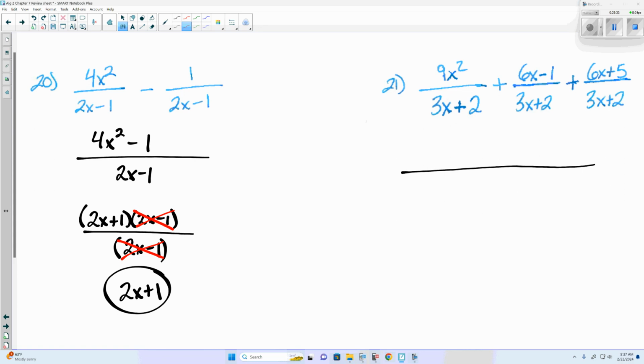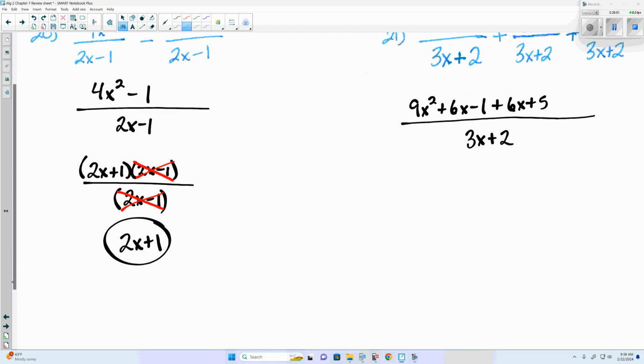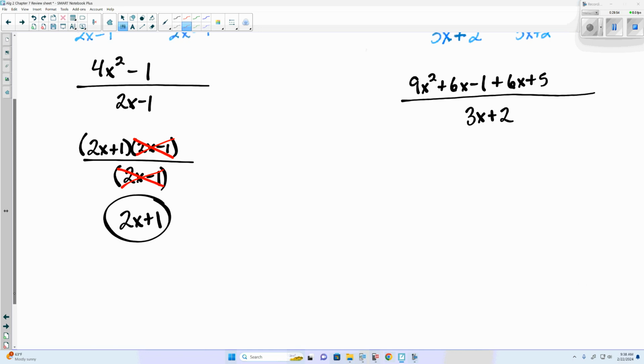All three denominators are the same. So we can add the numerators. Now we don't need parentheses for this one here. We could put them. There's nothing wrong with that. But because we're adding, the signs don't change. So there's no influence that the signs will have on the signs of each numerator. Subtraction does, but addition does not. Combine like terms: 9x squared plus 12x plus 4.